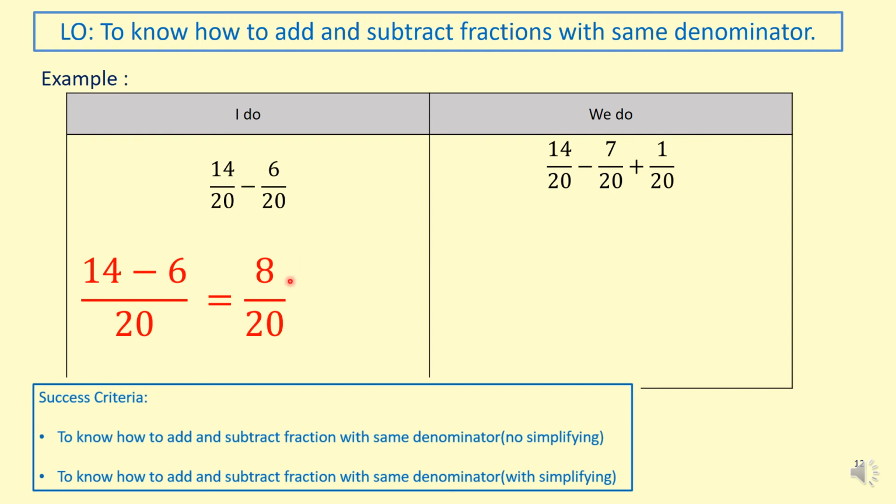So 8 divided by 4 is 2. 20 divided by 4 is 5. And as you can see, I can't simplify it more. So I have my answer in the simplest form. So you need to keep simplifying until your answer is in the simplest form. It doesn't matter if you do it in 2 steps or 1 step, it is up to you. Pause the video and have a go with the video question, please.